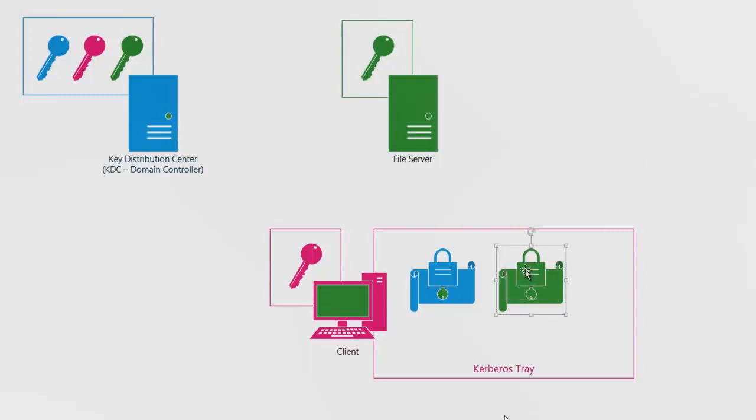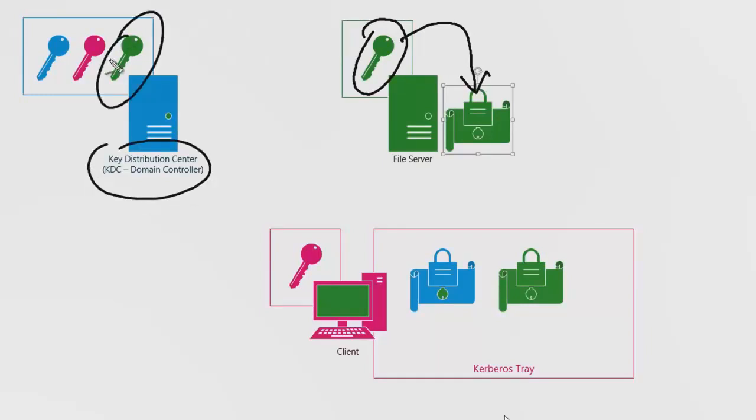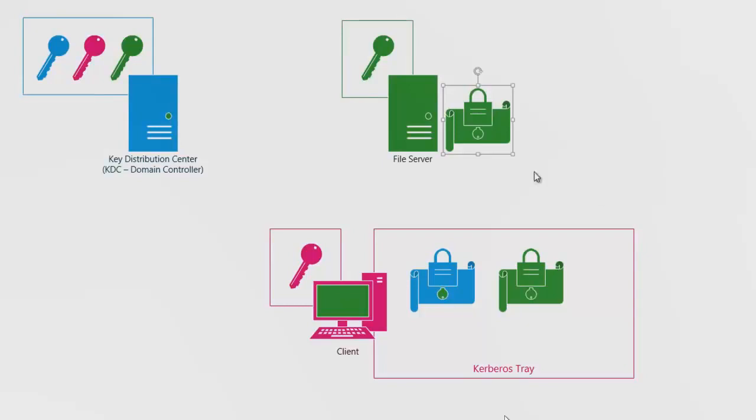Now, for the next 8 hours, while that ticket is still good, anytime the client needs to access something on that file server, all it has to do is create a copy of that ticket and send it to the file server. The file server says, I have no idea who you are. I've never seen you before, so I'm going to use my password, which I know, to try and decrypt this ticket. If I'm able to do so, then this ticket must have been generated by the KDC, because that's the only other person that knows my password. That tells me, the file server, that this is a legitimate ticket. So I'm going to go ahead and accept that.